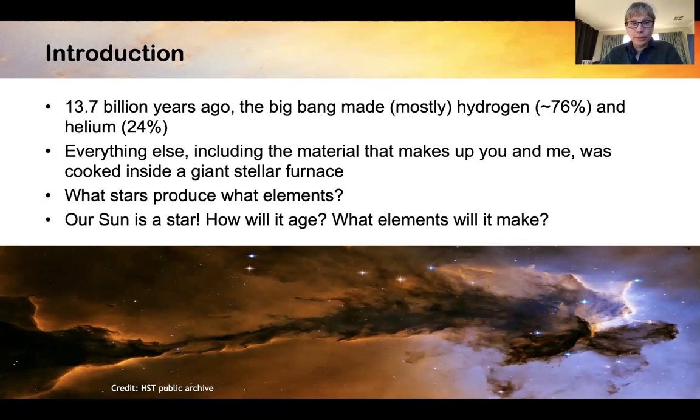13.7 billion years ago, the Big Bang occurred. Now, the Big Bang did not make elements heavier than lithium, primarily hydrogen and helium, and a little bit of other things: a little bit of lithium-7, a trace of deuterium, and a trace of helium-3, although these are part of hydrogen and helium, of course. Everything else that we see, most of what makes up this planet, which is not hydrogen and helium, and a lot of what makes up us, was made inside a giant stellar furnace, a star.